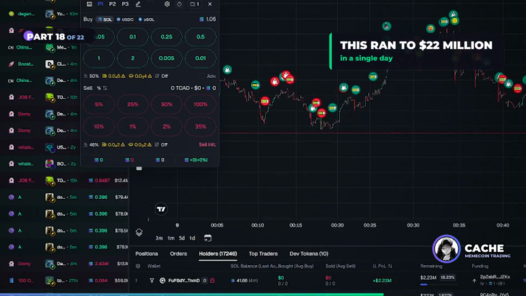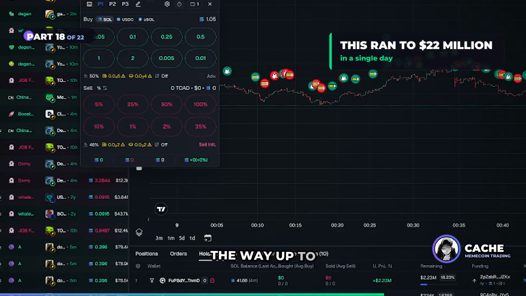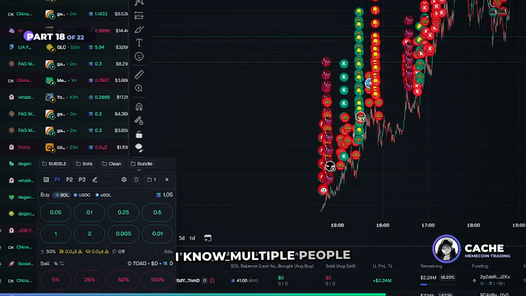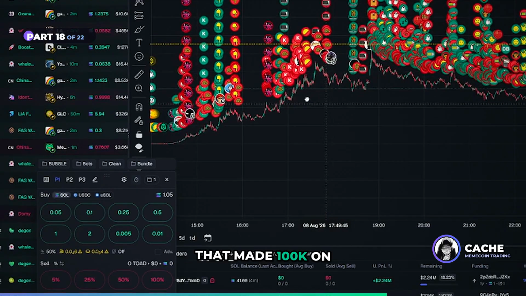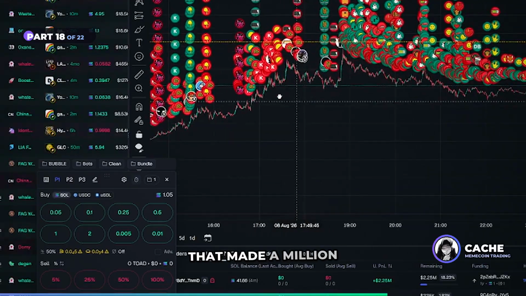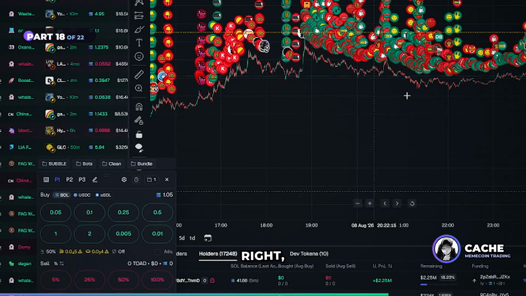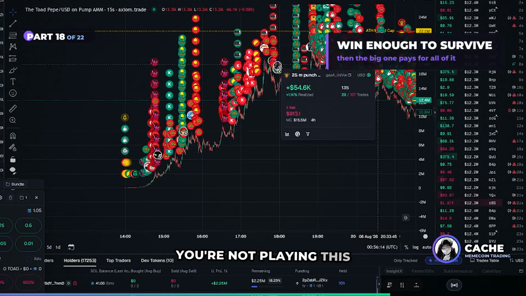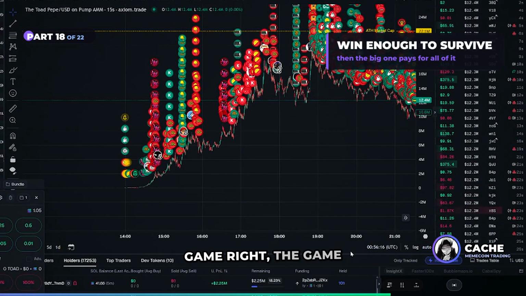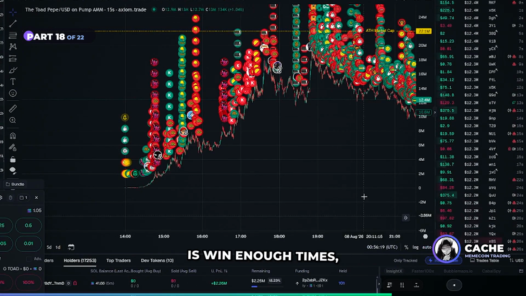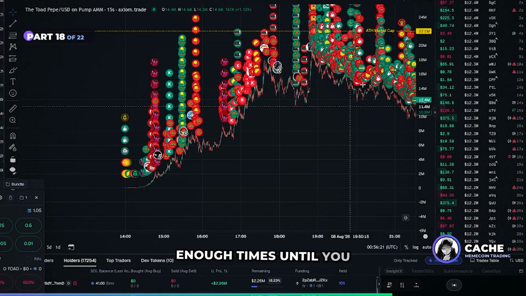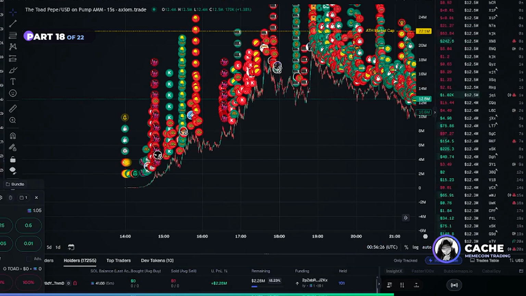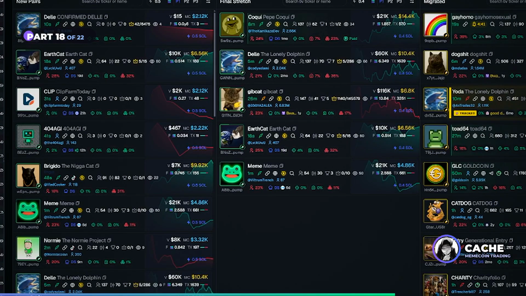This is the coin, guys. This ran all the way up to 22 million in one day. I know multiple people that made 100k on this coin. I know one person that made $1 million on this coin. Right. Stuff like that happens every day. So if you're not playing this game right, the game is win enough times where you can lose enough times until you can hit these big wins like this and really learn from them and do them again and again and again, right? We'll move on.